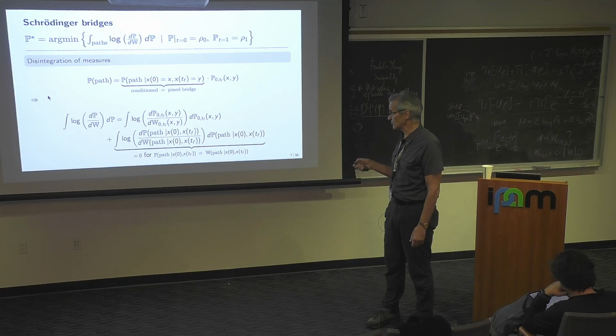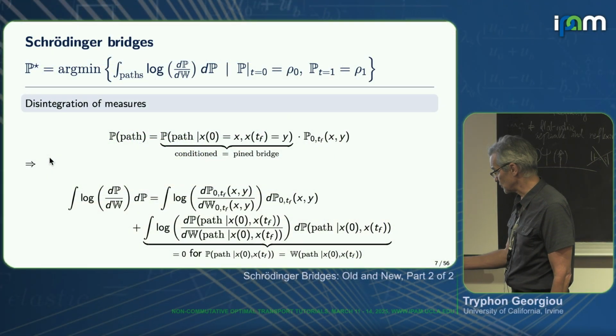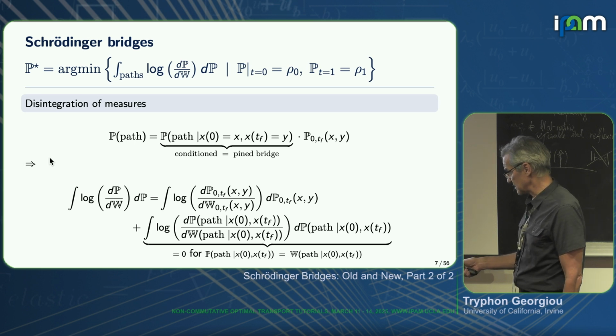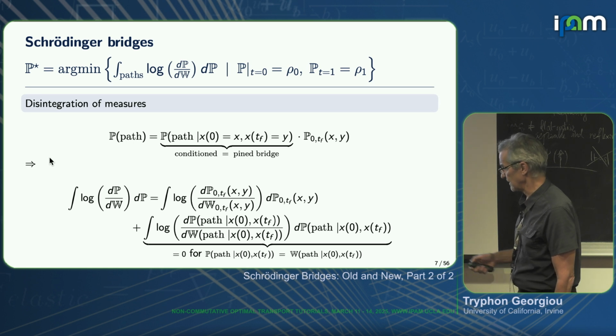You have this disintegration of measures, and the relative entropy breaks into 2 integrals. One of them is set to 0, which basically tells you that the pinned bridges have the same law as the prior, and then you optimize the other one.